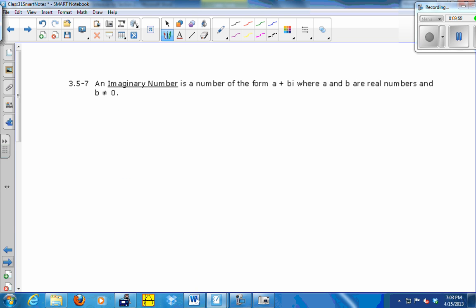Okay. And an imaginary number is a number of the form a plus bi, where a is 0. So your paper says it correctly. Mine had a little typo. Okay. So it's just a number that looks like bi. Strictly imaginary number.